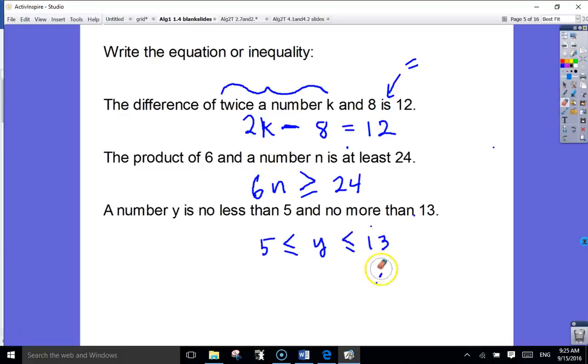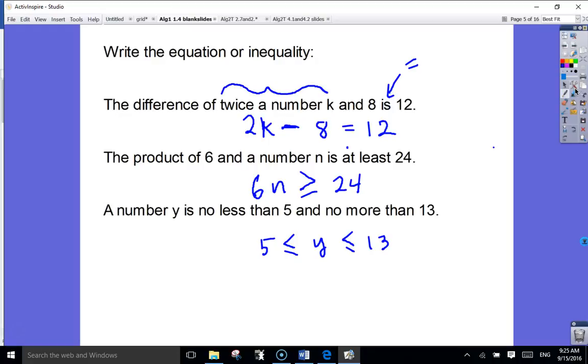Right? What they're telling you is that the value of y is somewhere between 5 and 13. And the way we write that is with what you call a three-part inequality. So you show the y in the middle of 5 and 13 and have two inequality symbols. Right? And they got to be pointing in the same direction. It's got to be like less than, less than. I mean, if it's a greater than, then it's got to be a greater than. But they got to match.